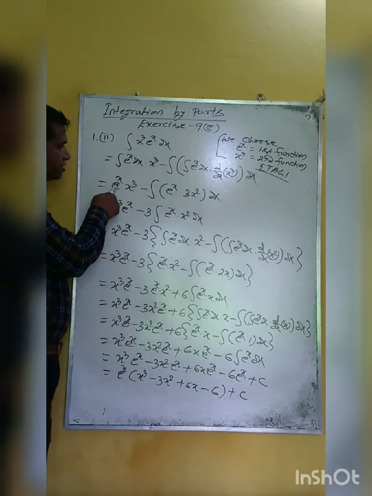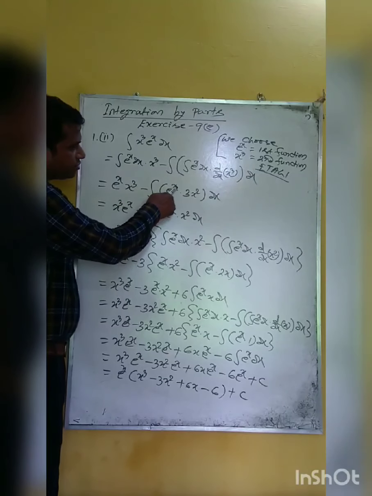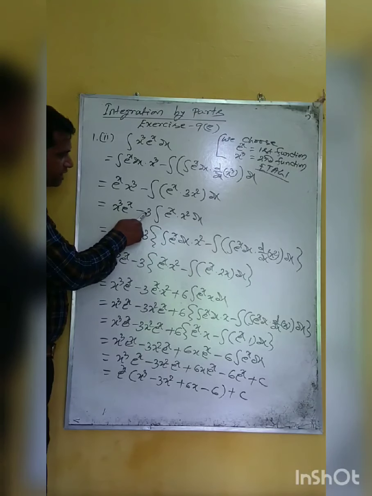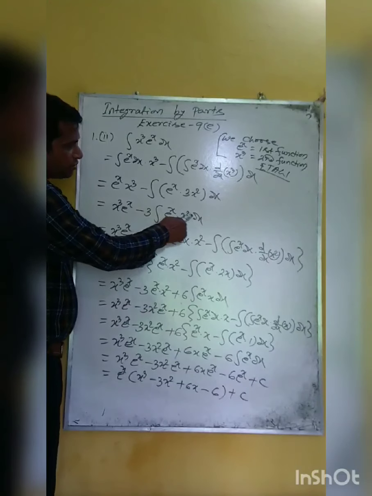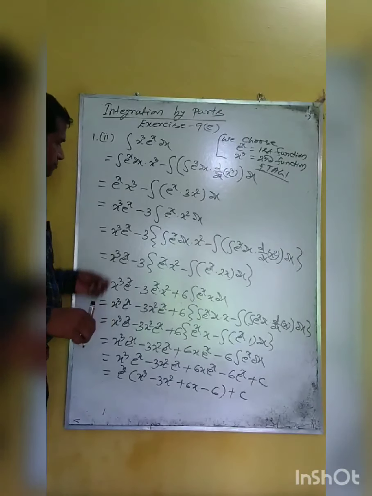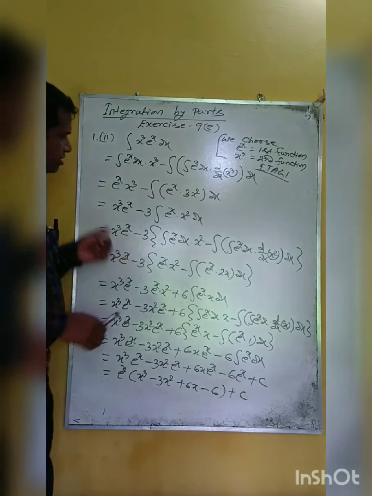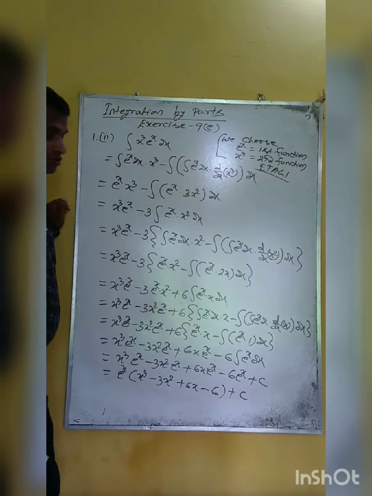So we get e to the power x, x cube, minus the integral of e to the power x into 3x square. That is x cube e to the power x minus 3 integral of e to the power x into x square dx. So x cube e to the power x minus 3. Here we apply the integration by parts rule again.